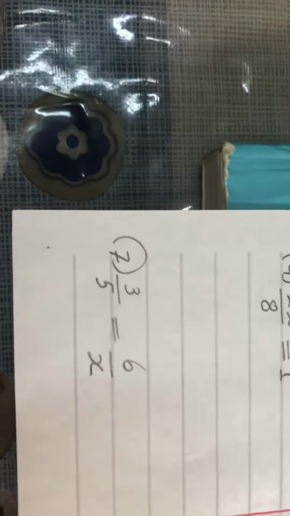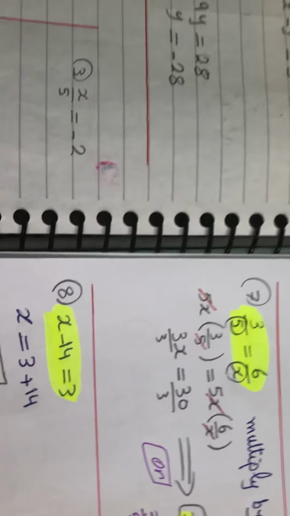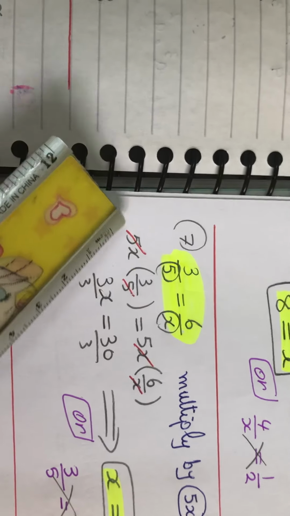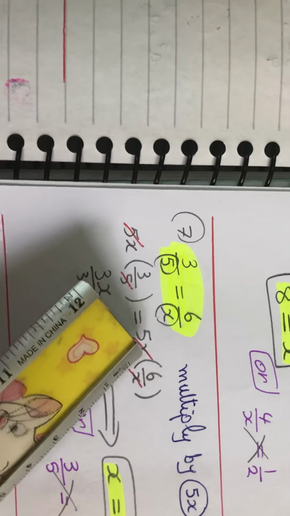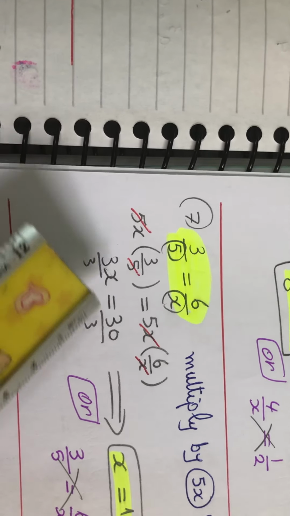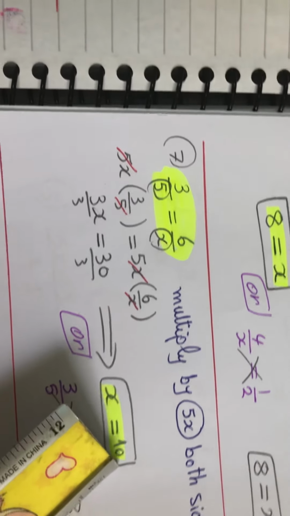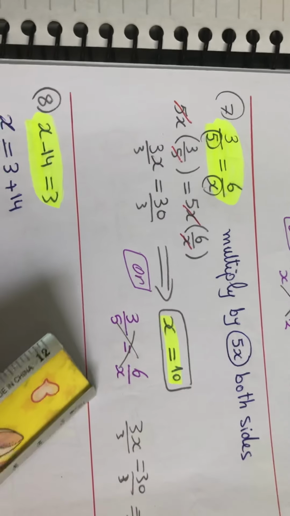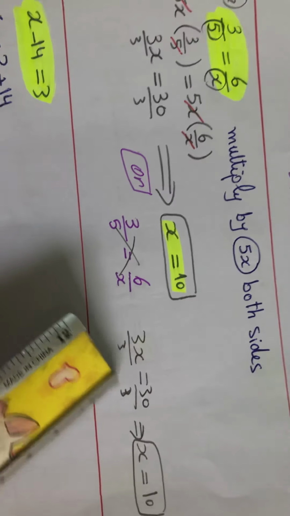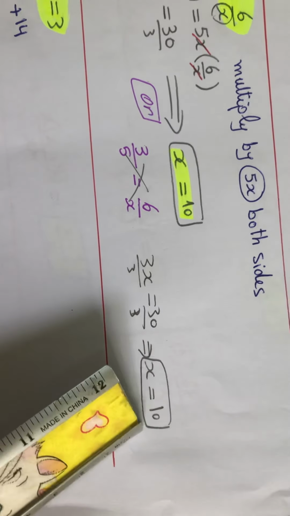Number 7. 3 over 5 equal 6 over x. What I have the denominator 5 and x. We can multiply both sides by them. 5x and here 5x. Cancel 5 with 5. What's left 3 multiply x. Cancel x with x. What's left 5 times 6 equal 30. So 3x equal 30 divided by 3. So x equal 10. Or make cross multiplication. 3 times x equal 3x and 5 times 6 equals 30. Divide by 3 both sides, so x equal 10. Important.